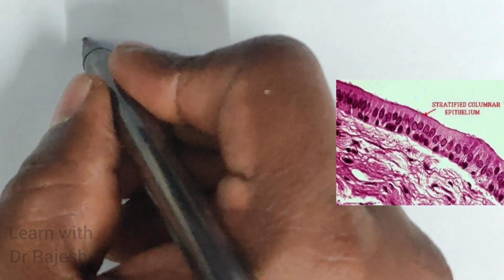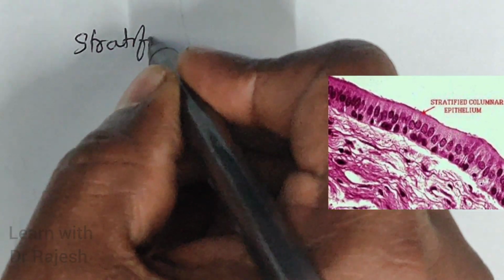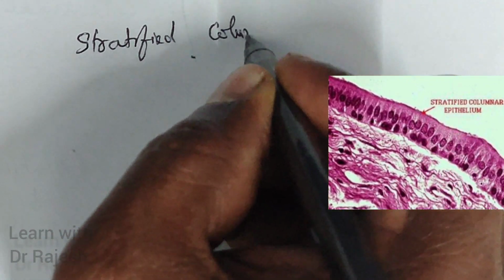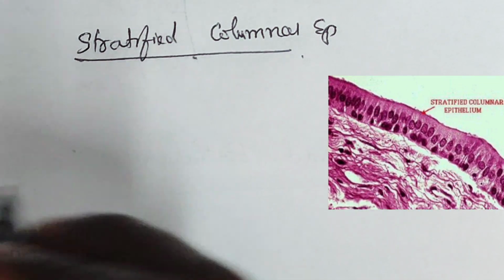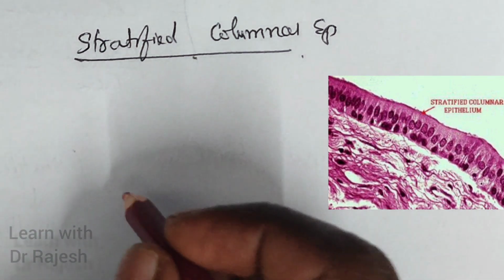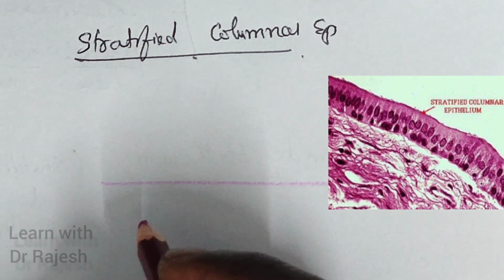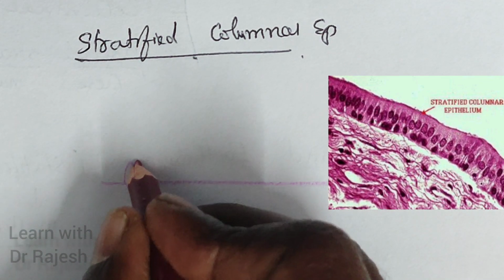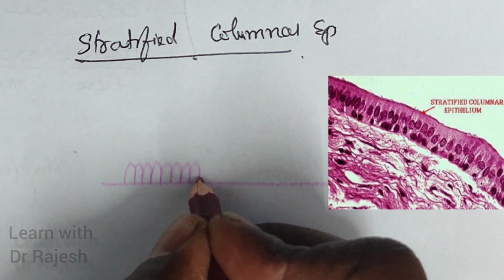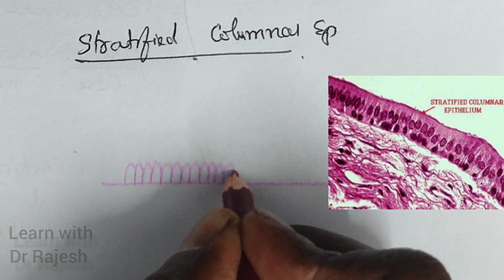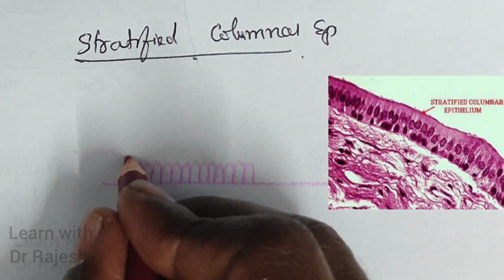Next, how to draw stratified columnar epithelium. Here you can draw multiple layers of columnar cells. Draw the basement membrane. Draw the first layer of columnar cells on top of the basement membrane. Then following which you can draw the next layer of columnar cells.